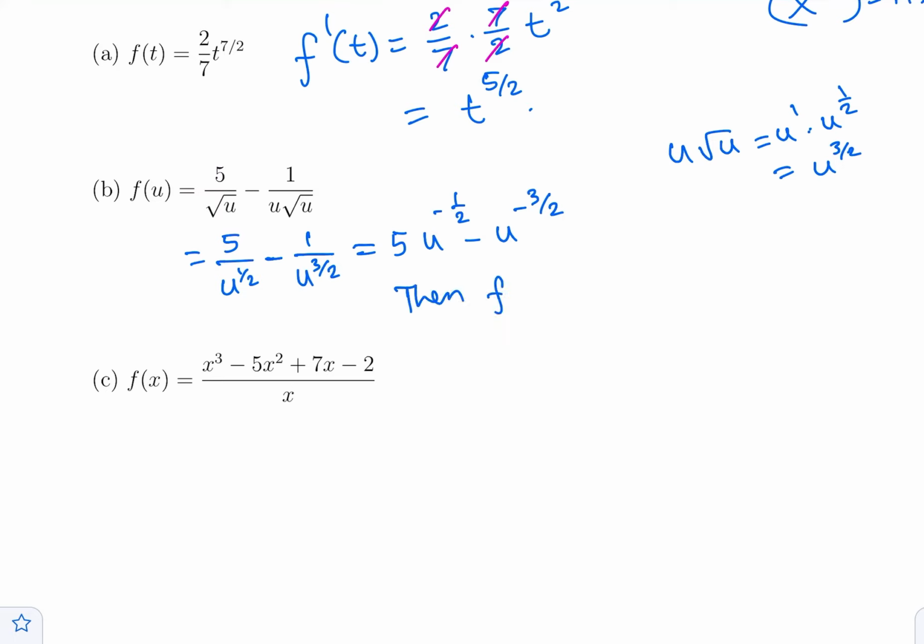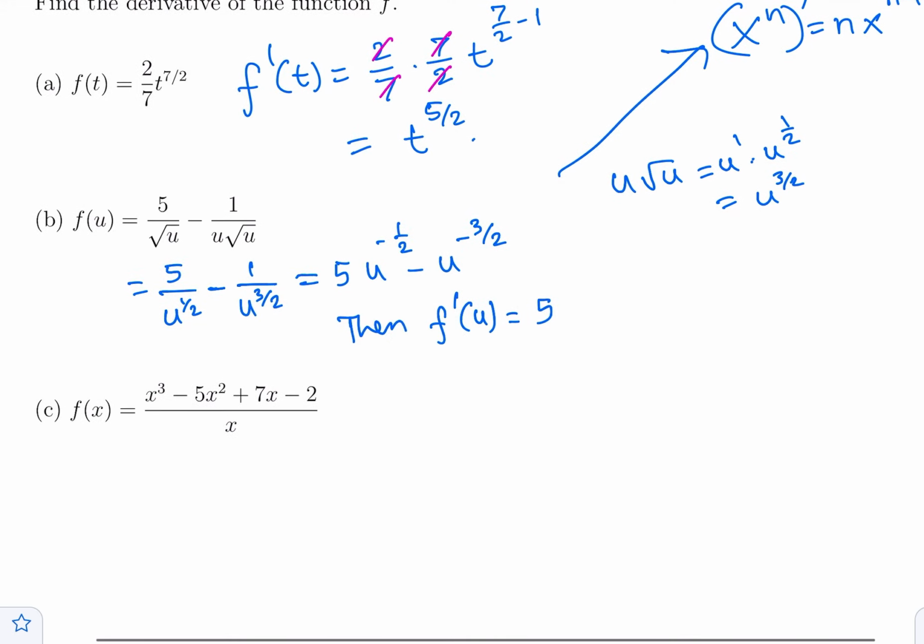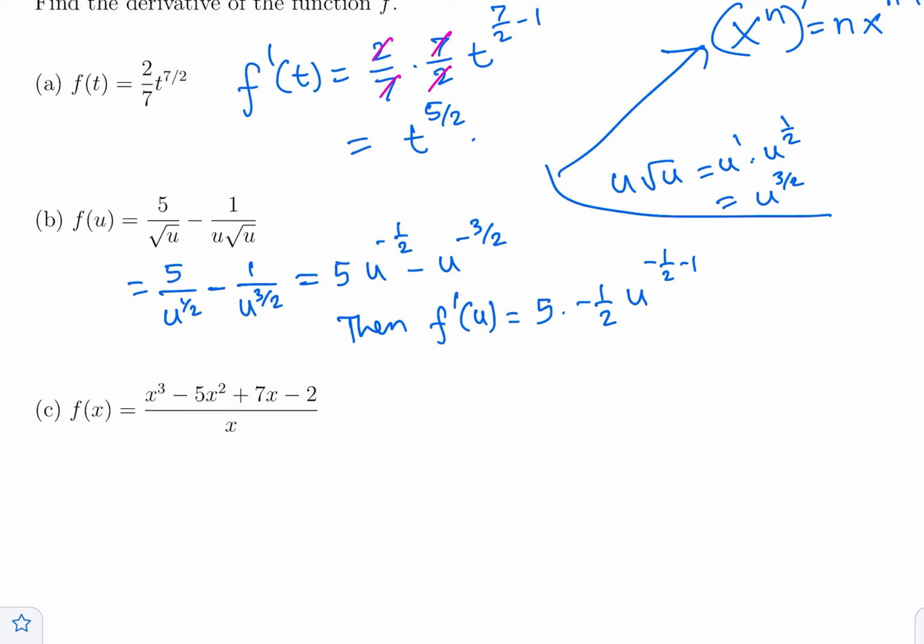Then the derivative as a function of u is equal to 5, which is just 5. It's like x raised to n. Same thing as here. We're going to apply that rule again. So 5 times, it's like x to the n, so n to the front, negative 1 half, u raised to negative 1 half minus 1. That's coming from the power rule.